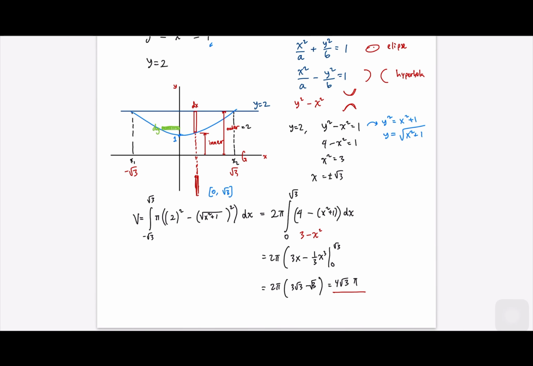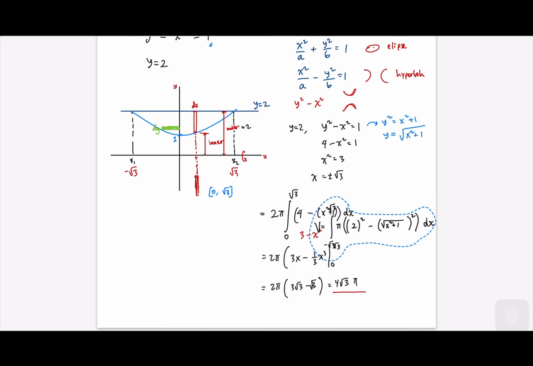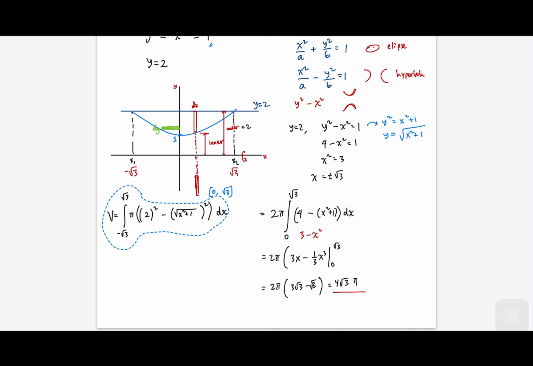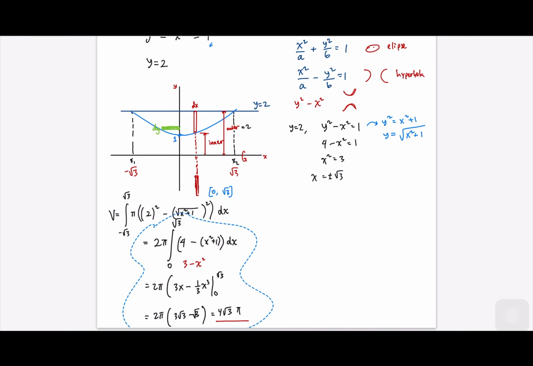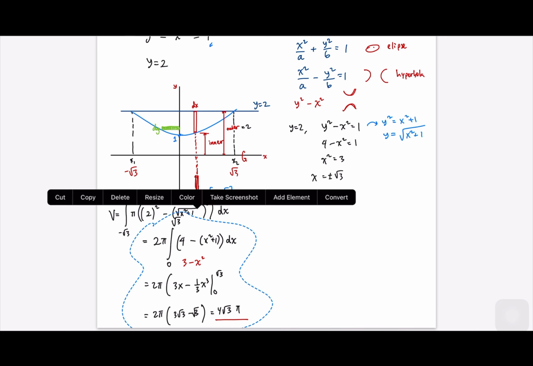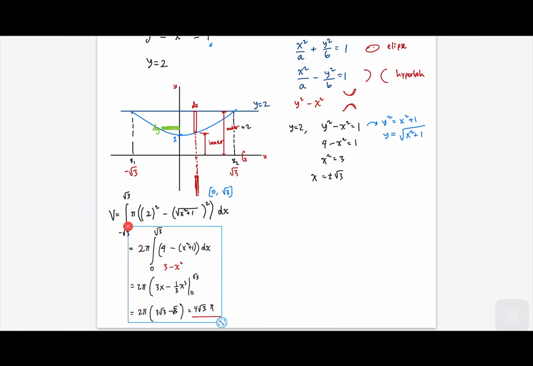Okay, let me put this in here. Oh, wait, let me put it here. Let me put it going here. Okay, that way. So the first one, this is A and this is B.